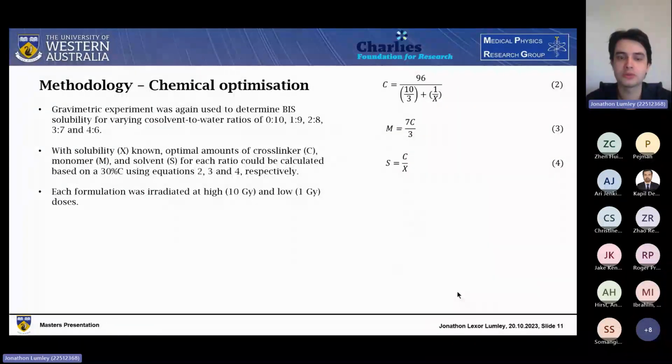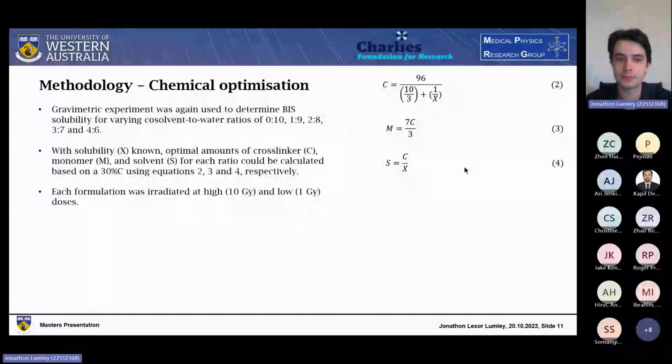After we determined which co-solvent was most effective, I then determined what ratio of co-solvent to water was best. So I did the exact same gravimetric method for a variety of different ratios and determined the solubility. With the solubility known, I could then calculate the optimal amount of cross-linker, monomer, and solvent to be added to each gel formulation using equations 2, 3, and 4 respectively.